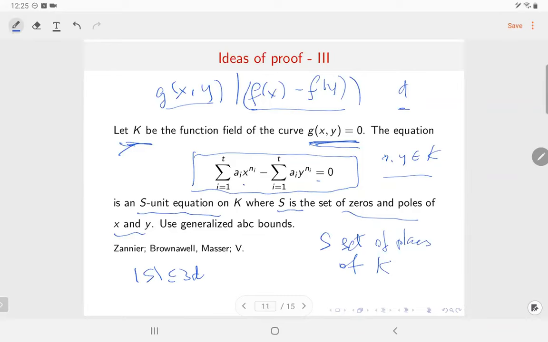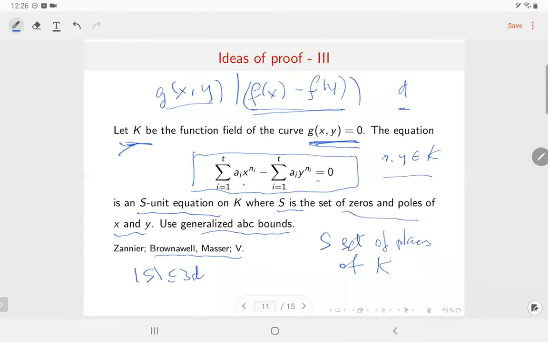So this is what Zannier did for composition of sparse polynomials. This is what we want to do with counting points of equations like that, where f(x) is a sparse polynomial. We're going to use old results of Brownawell, Masser, and myself, which give generalized ABC bounds. The unit equation with three terms, a plus b equals c, is the same kind of question as the ABC conjecture. Here we're going to have more terms, so it's a generalized ABC bound.